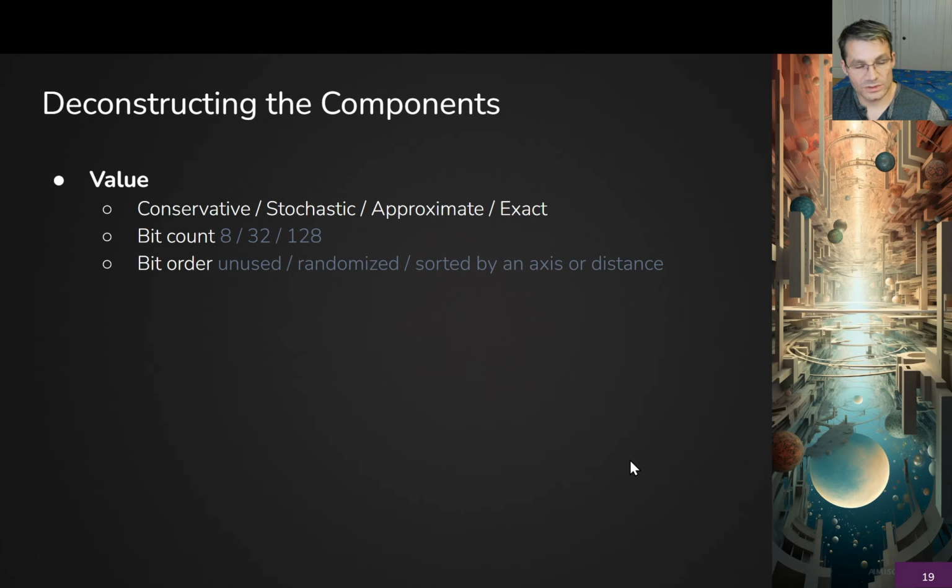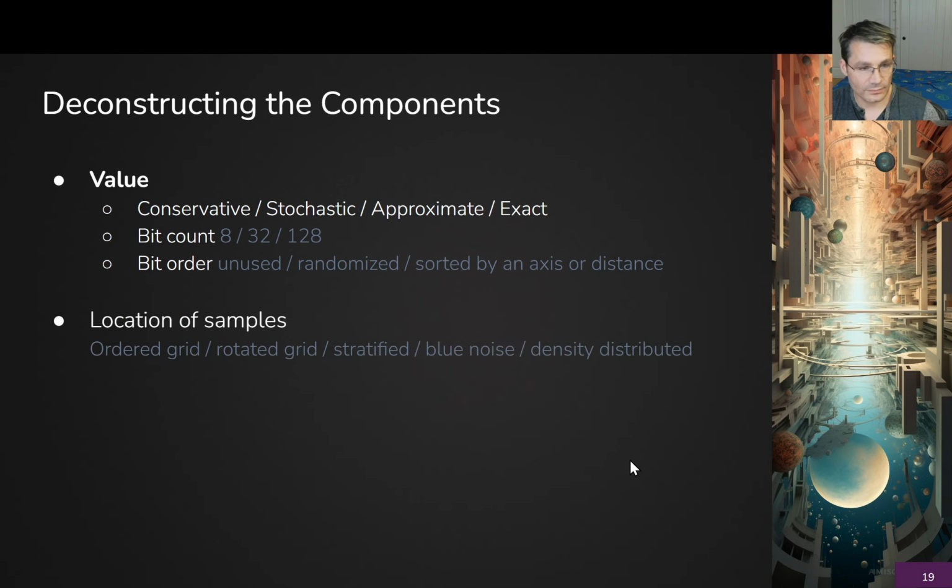You can use the bit order in some ways. For example, in the 32-bit case that I mentioned before, the order is really a spatial order, so that was important in order to find the first hit. The location of the samples can be ordered. It could be a rotated grid, a stratified grid, blue noise grid, or just in general some kind of density distributed one.